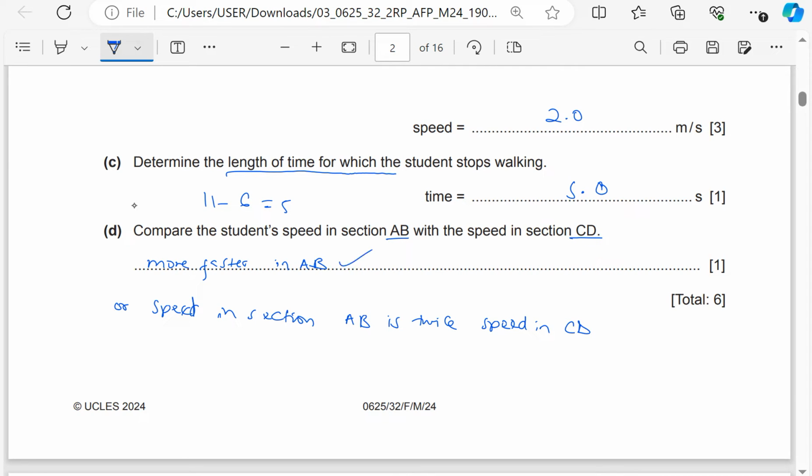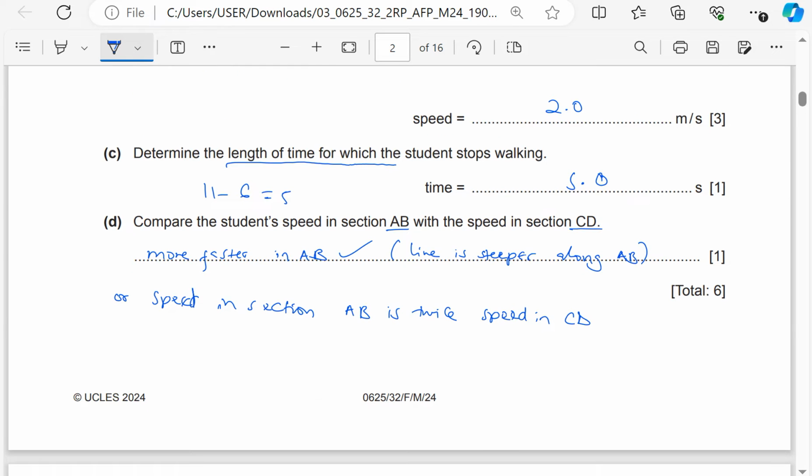But this is enough because the line is steeper. It is moving faster in AB because the line is steeper along AB. You can check that line.